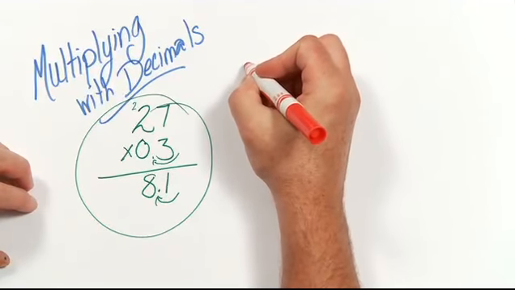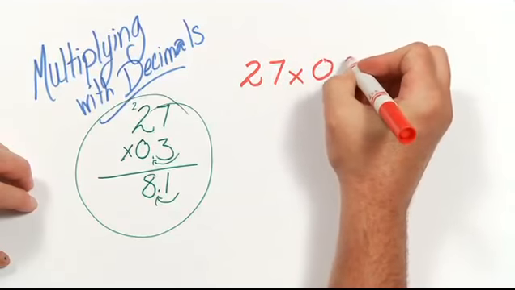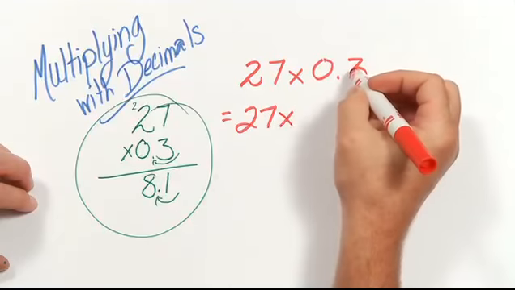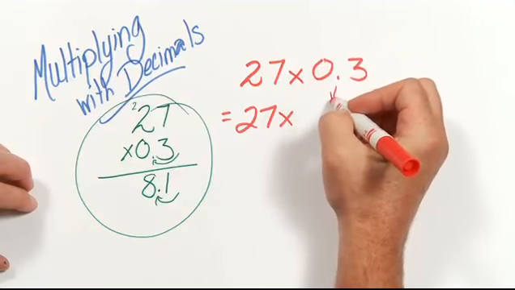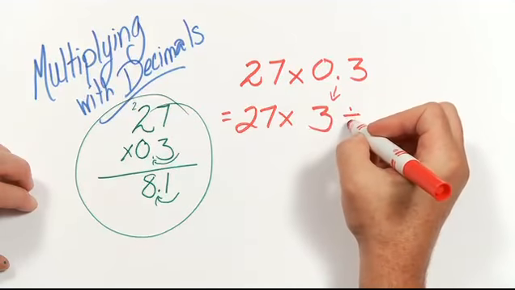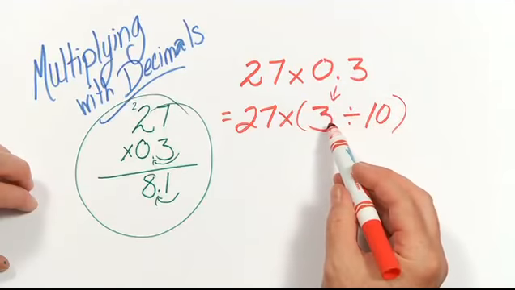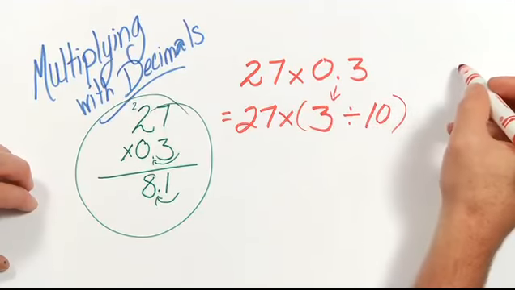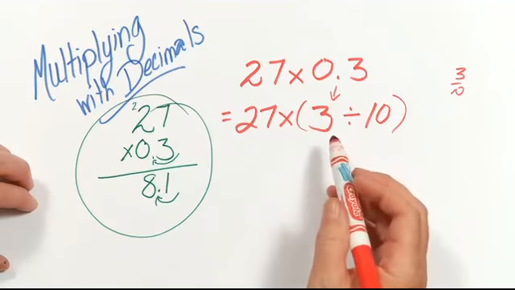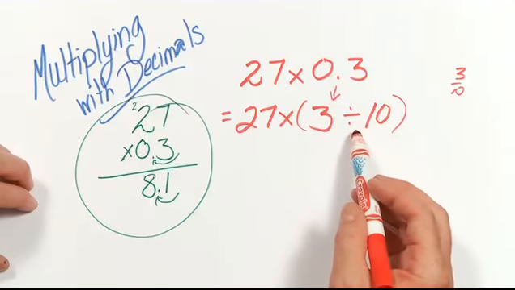What's really happening is that we think of this question like 27 times 3/10. What we're really doing is thinking about this as 3 divided by 10, because that's what 3/10 is. 3/10 is simply 3 divided by 10. What's kind of cool about multiplication and division is that you can do them in any order you wish.